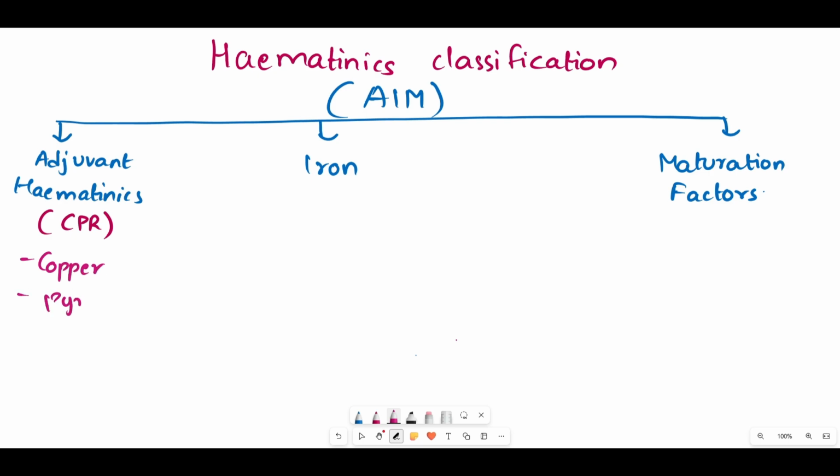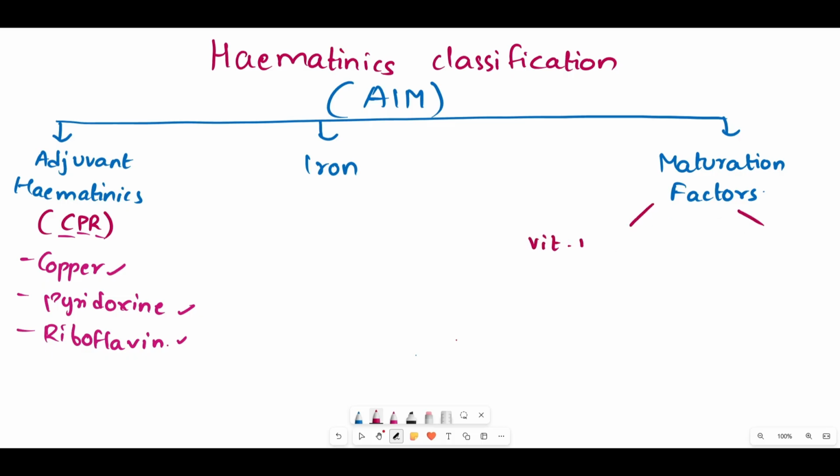P means it is pyridoxine, R means it is riboflavin. So adjuvant hematinics, remember it as CPR, where C means it is copper, P means it is pyridoxine, R means it is riboflavin. So coming back to this maturation factors. So here just remember that this maturation factors will be two.